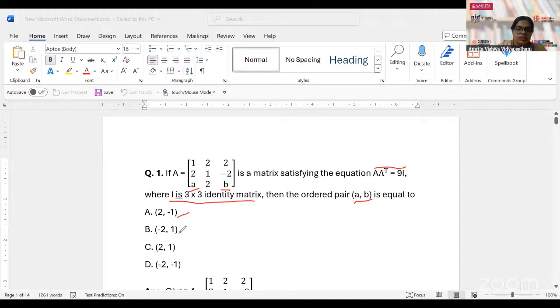The options are (2, minus 1), (minus 2, 1), (2, 1), (minus 2, minus 1). So anyway, it's 2 and 1; you need to understand the sign. You have to be very careful when solving this question because the sign is very, very important. Either it's (2, minus 1), (minus 2, 1), or (minus 2, minus 1), or (2, 1).